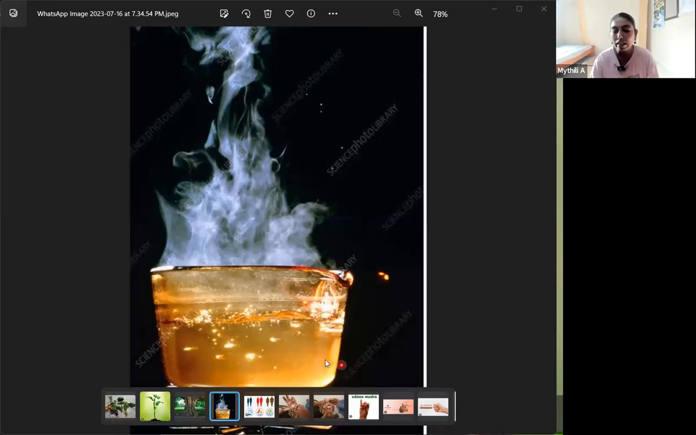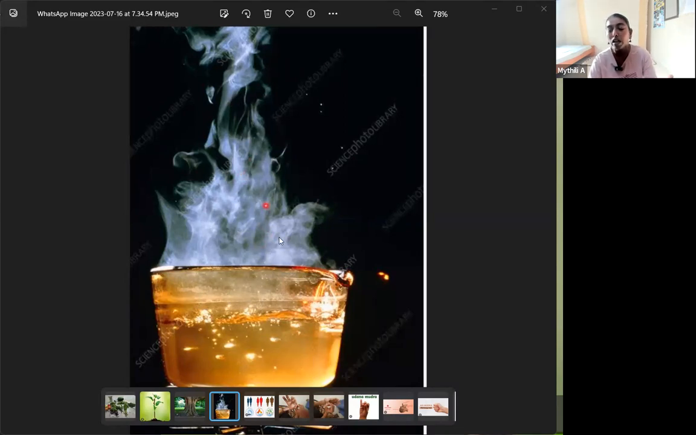Whereas when the bowl is getting heated up, the water is getting boiled. First the bubbles will be coming up. Then after that, what would be coming up? The water vapor will be coming up.